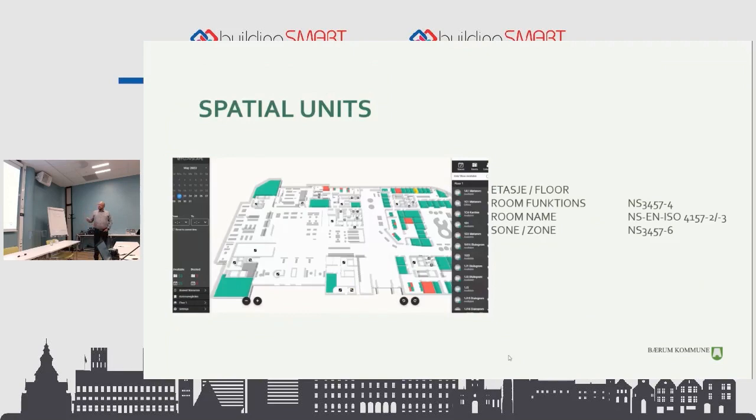So the spatial units, we have the room types in 3457-4, the room naming, and the zones. The zones can be public zones, toll zones, cold zones, hot zones, or also the zones for the matricular units.